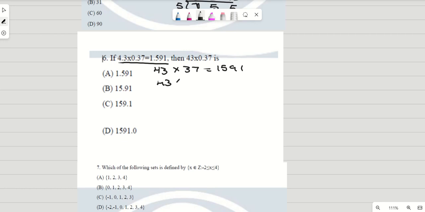If we remove the decimal, you're going to get 37, also equals 1591. So they are the same. However, the decimal point is where it comes in, right?